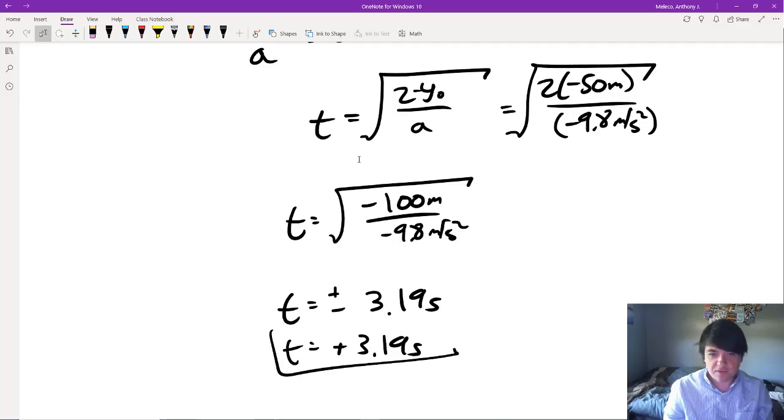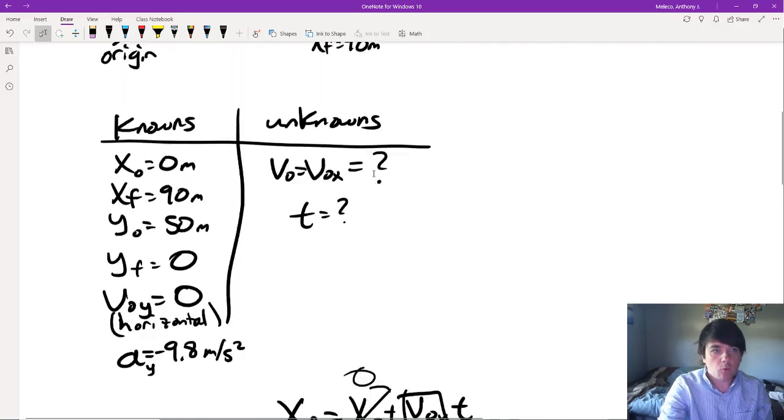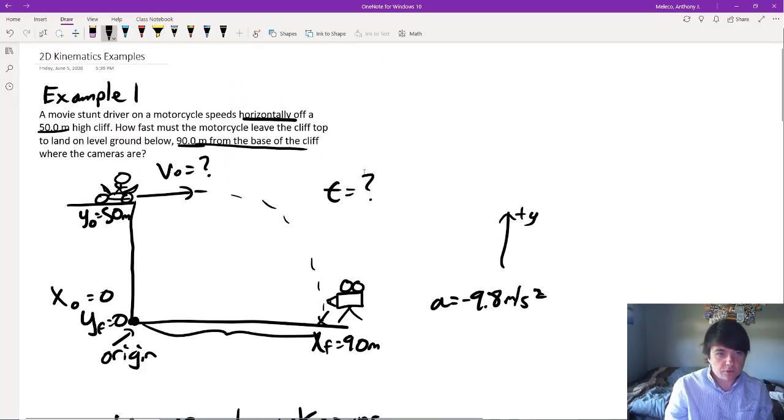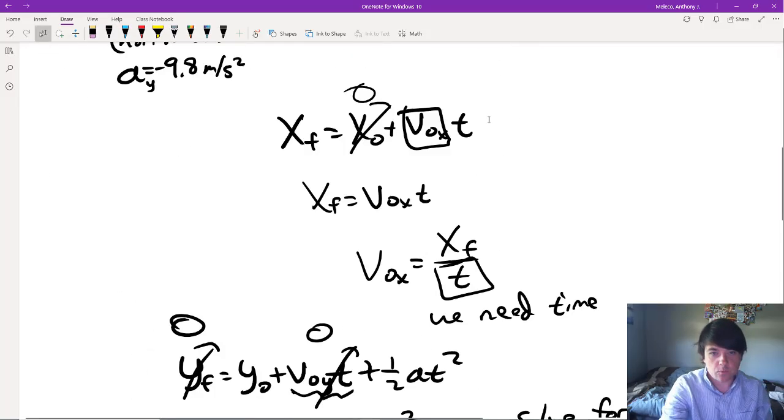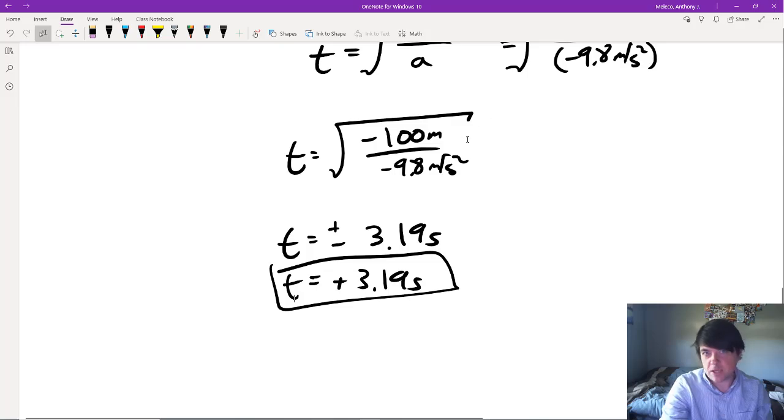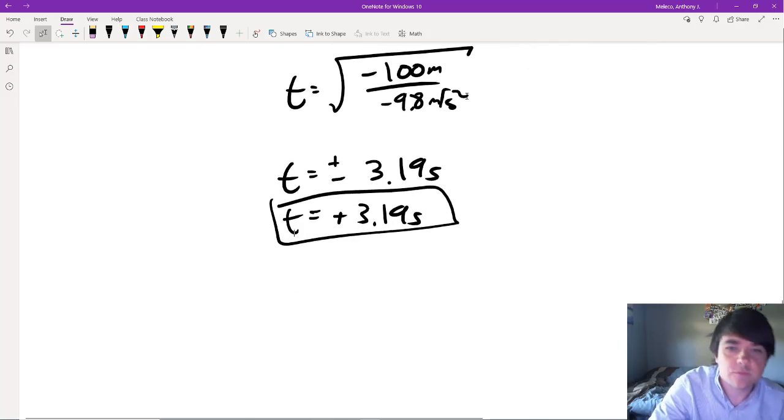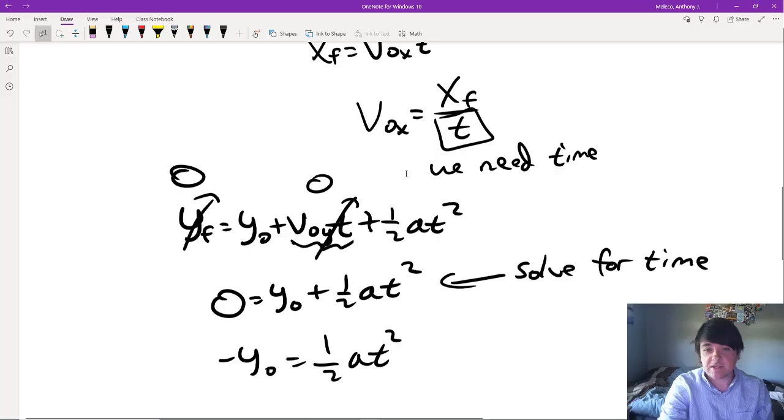We encountered multiple solutions for time in one-dimensional motion, where that just means instead of going forward, you'd literally just be going backwards. Okay, it's symmetric motion, so that's why we get that. But it's a nonsensical solution for us. So our time is 3.19 seconds.